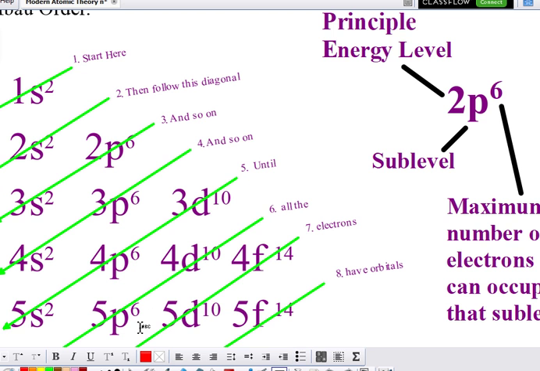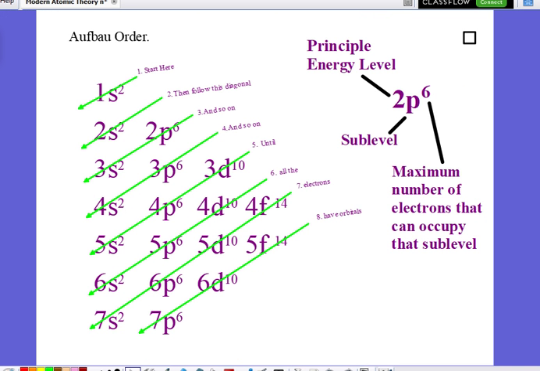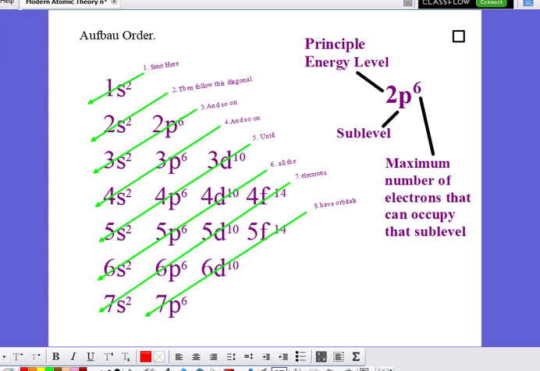I have labeled this start here. And then you follow the next arrow, and you follow the next arrow, and you follow the next arrow. And you are slowly building up electrons around the nucleus, and you're describing where all of the electrons are.